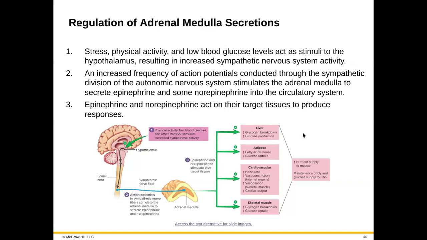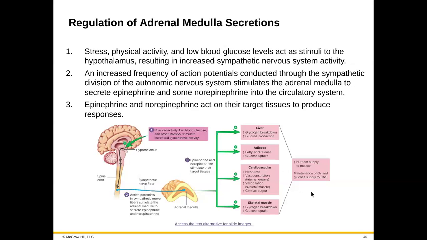So, for example, in the liver, we can increase glycogen breakdown and we can increase glucose production. In adipose tissue, we will increase fatty acid release and we will decrease glucose uptake. If we're not taking up glucose, we're not going to store it in the form of adipose tissue. We don't need to be storing fats. So we want to be breaking down fats so that we have more energy.